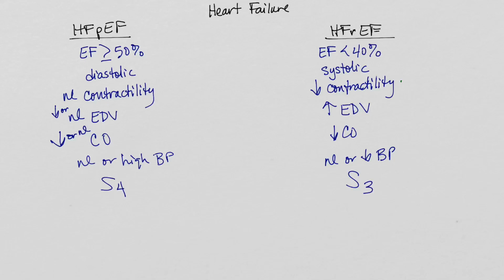Another clue can be extra heart sounds. So in diastolic heart failure, remember that you will often have an S4, whereas in systolic heart failure, you will often have an S3. It's not a hard and fast rule, but if you have these things, a low blood pressure or an S3, or a hypertensive patient or an S4, that can help you further categorize the patient and make a guess even before you have your echocardiogram results.